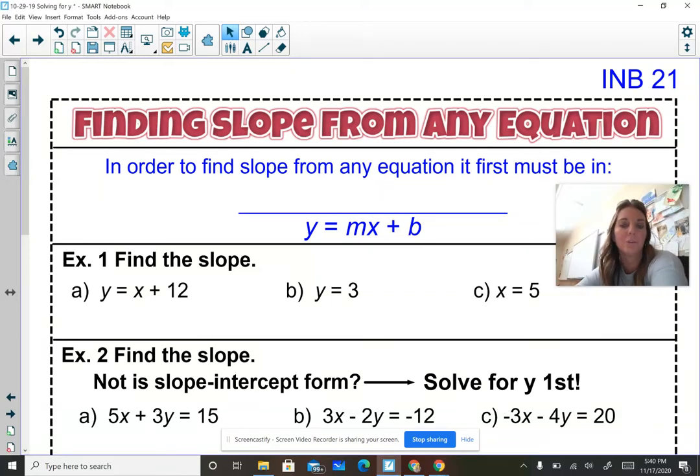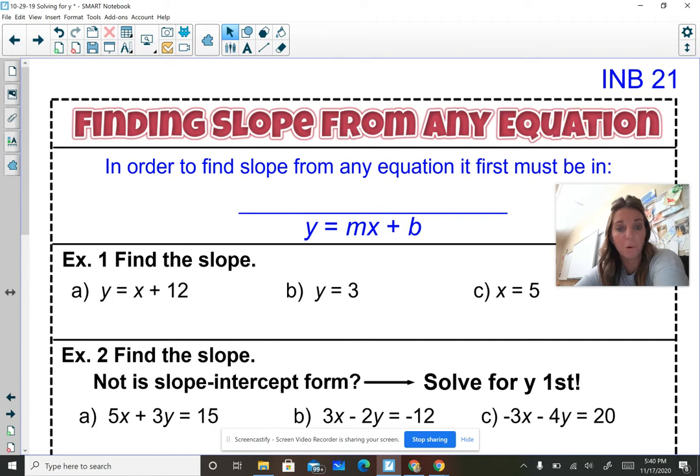What we are going to do is find slope from any equation on page 21 in your packet. What we've been doing so far with slope in chapter 2 is looking at how to find it from a graph. We've been doing rise over run.